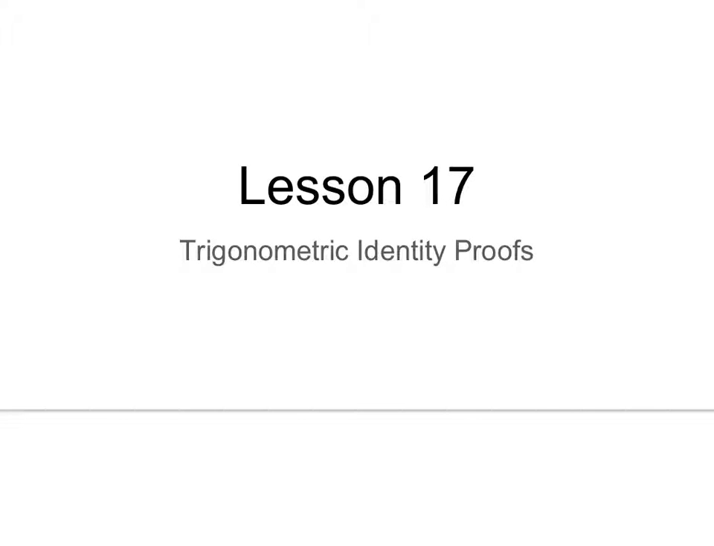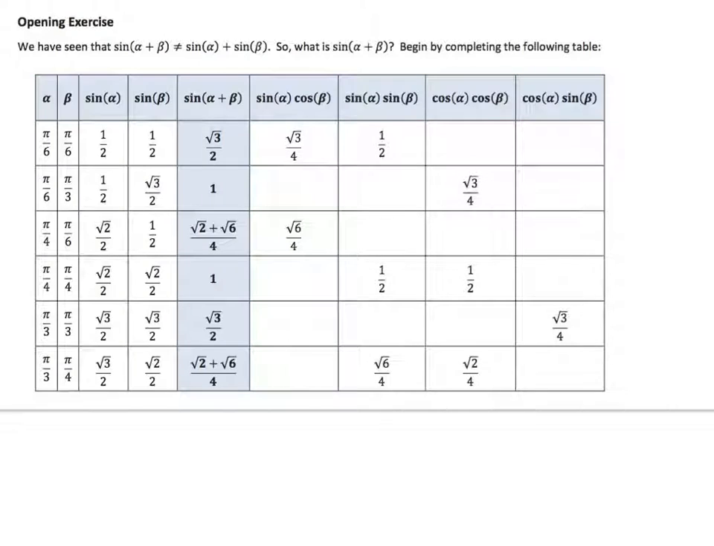Algebra 2, we are continuing on with trigonometric identities and proving things. Today it's just identity proofs, and we're going to probably develop some new identities together. Alright, so let's look at this table first.